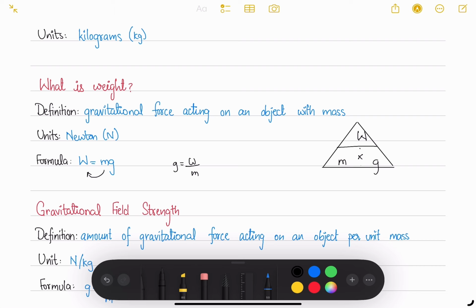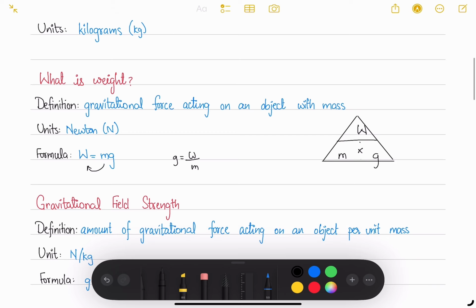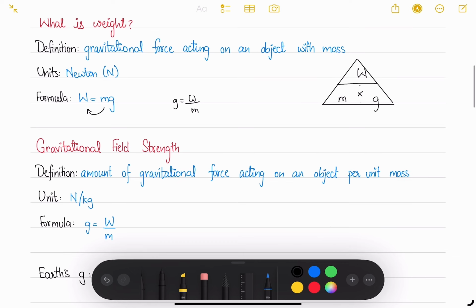So let's say when we have to find g, we'll cover g, so we'll get W/m, and when we have to get m, we'll have W/g. So this is how a formula triangle works. It just makes it easier to learn a formula, and it doesn't take much time to rearrange.